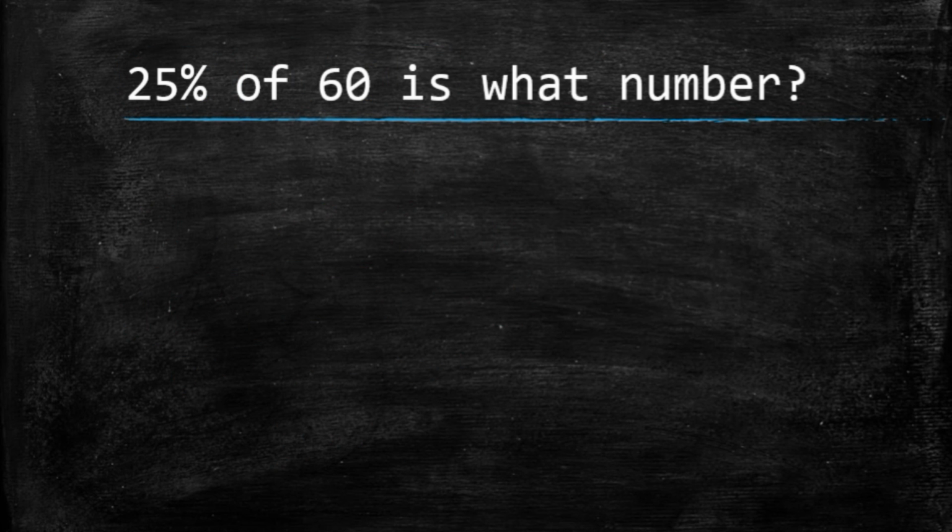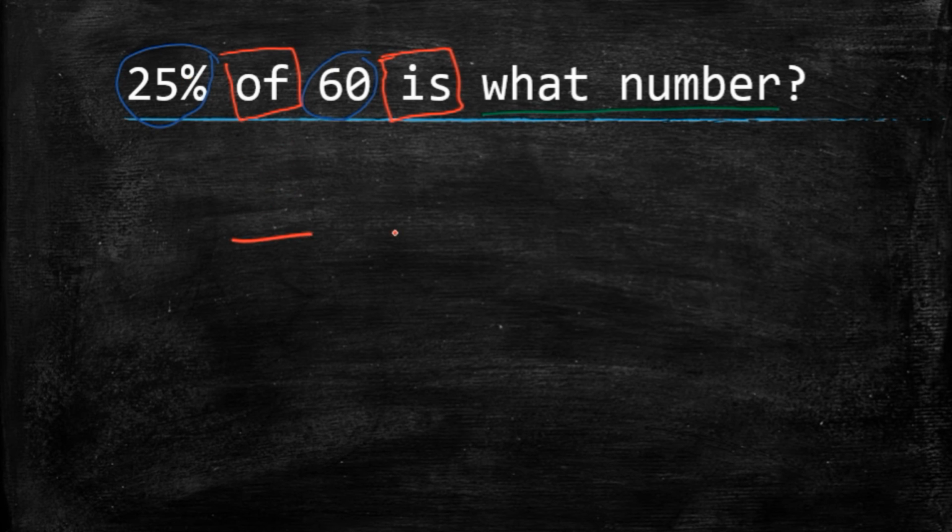Let's go on to another one. So we have 25% of 60 is what number. We have the same thing. We're going to do the same thing. So let's go ahead and circle our numbers. We're going to underline the question, and we're going to box in our important words here, which is definitely going to be these two here.